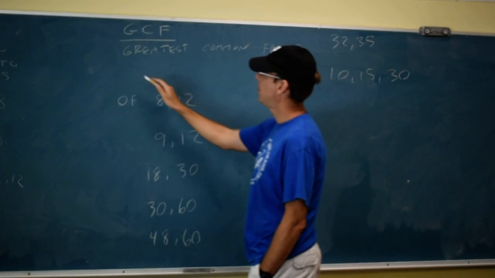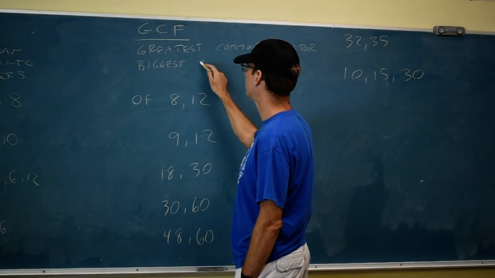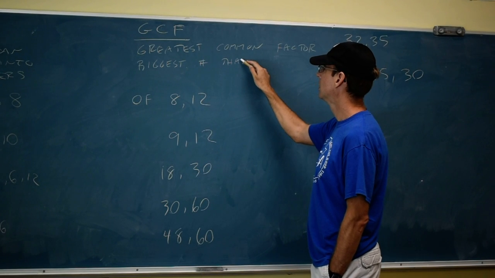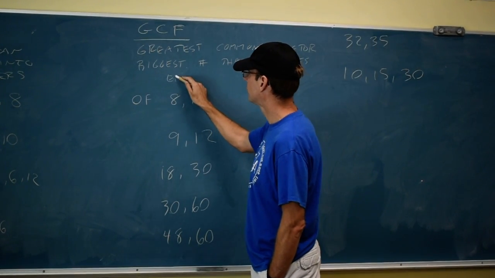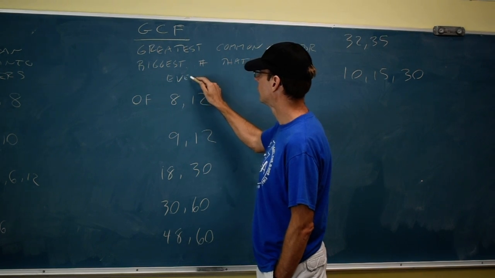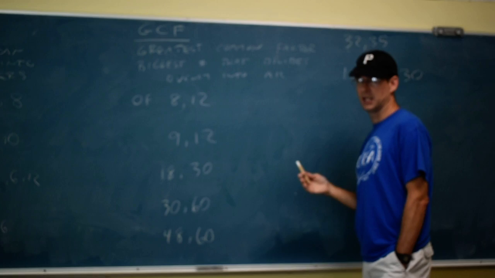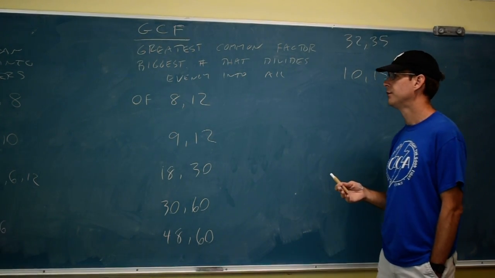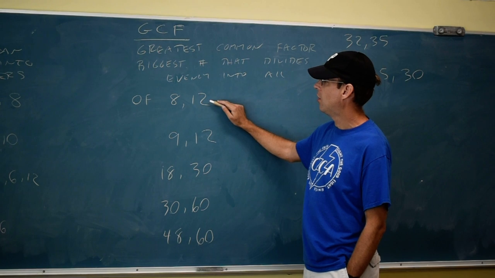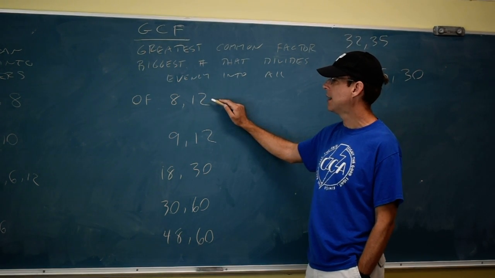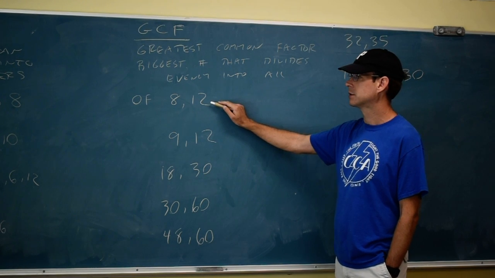The greatest common factor is the biggest number that divides evenly into all the numbers in some kind of a list that you're given. So when I'm asking you for the GCF of 8 and 12, I'm asking you for the biggest number that can evenly divide into both of those numbers.